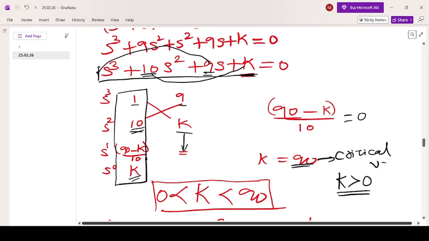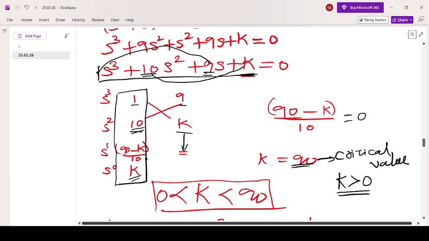Critical value means if you substitute k is equal to 90, then your system will become marginally stable, because here the first element becomes 0. We don't have any second element, so a complete row becomes 0. So your system will become marginally stable. K value 90 is nothing but the critical value.